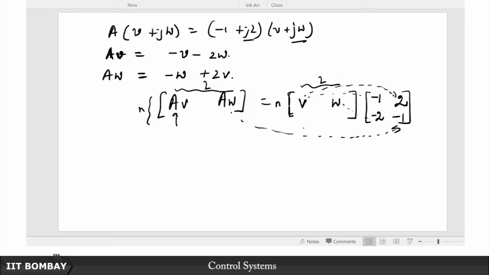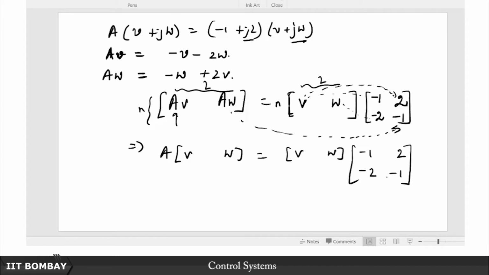Now notice something interesting here. In the next step I can just write this as A VW is equal to VW times the matrix minus 1 2 minus 2 minus 1, an interesting form. This is actually a skew symmetric matrix, not really a skew symmetric matrix, part skew symmetric. Okay, let us forget about it, it is not really skew symmetric because the diagonal entries are not 0. So it is basically a diagonal matrix plus a skew symmetric matrix, but anyway forget about the name.